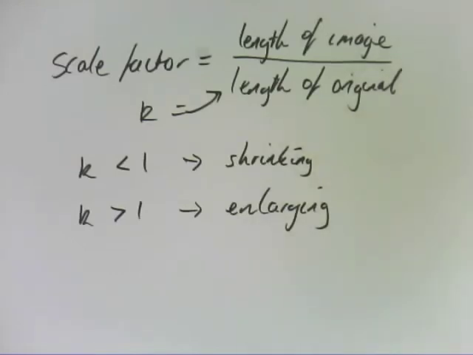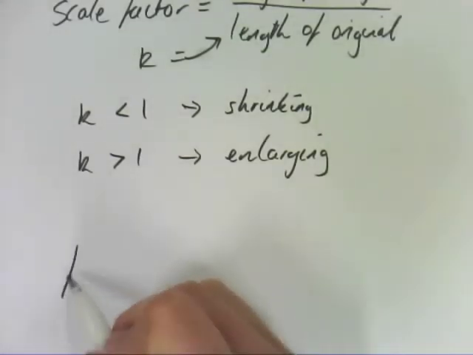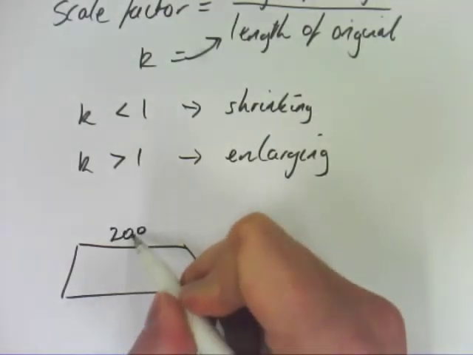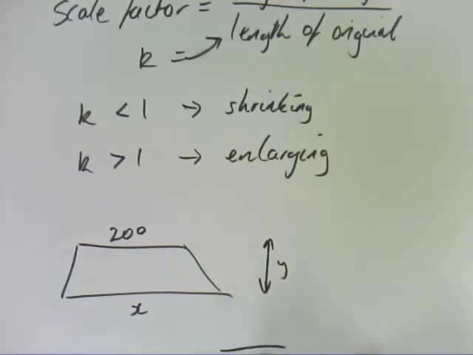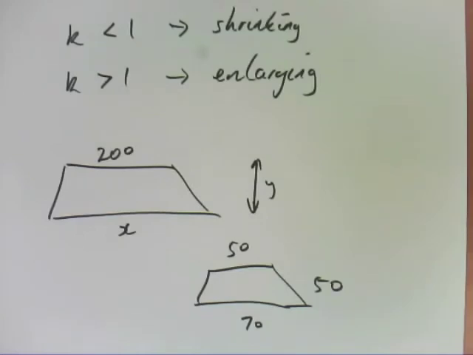Okay, so for an actual example, we'll do question 1 from exercise 7E, where that's 200, that's X, that's Y, that's 70, that's 50, and that's 50. Okay, so if this is a question we're working on, we've been asked to find out X and Y and the scale factor. So what we look for first is sides that have the same length.